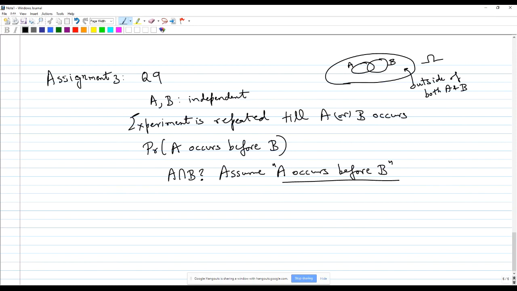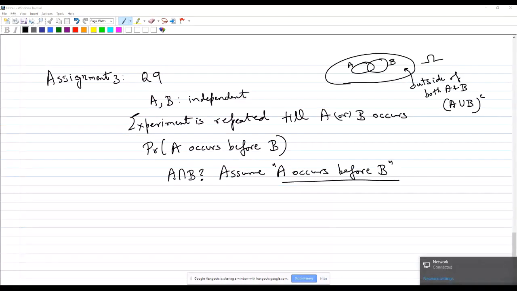And how do you solve this question? You have to see how many times the experiment will repeat. If in the first instance you get something in A or B, and if it is in A, then you've succeeded. A occurs before B. But if you get something outside of A and B, now what is this area? This area outside of A and B is actually the complement of A union B, right? That is important to keep in mind.